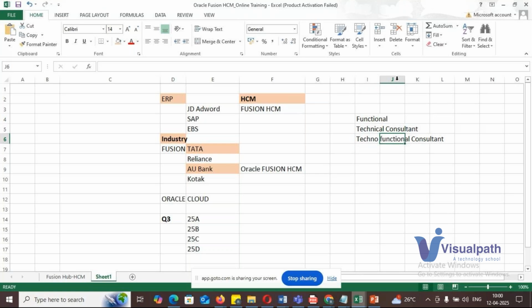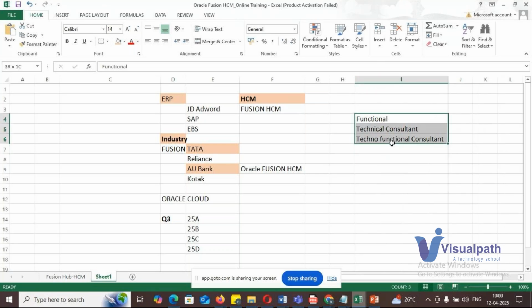All right, that would be the role in the real-time scenario. And if you are a functional consultant, you go for the functional setup configurations, or technical also, right? And the technical consultant only does some sort of advanced-level technical work, right? But here it is techno-functional, right?